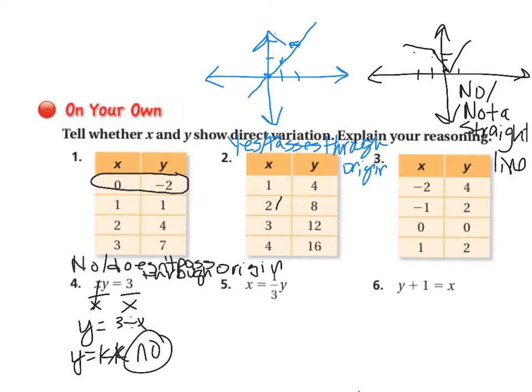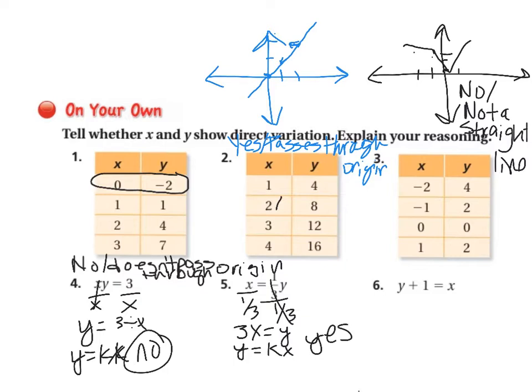So let's look at number 5. We're going to divide both sides by 1/3. So x divided by 1/3 is the same as x times 3. So it's 3x equals y. So that does look like y equals a number, which is k times x. We just have our things on opposite sides, but that's okay. So that answer is yes.